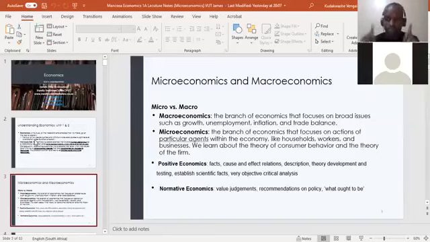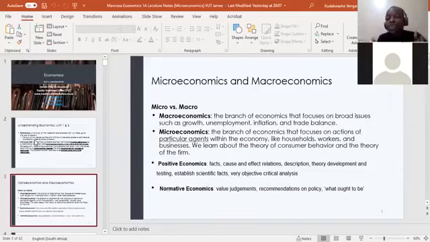So that is the difference between microeconomics and macroeconomics. Micro, individual; macro, aggregated level. I hope that's very clear. So then the second thing, now that we've differentiated between these two branches: when you're studying economics, there are two types of theories that you're going to face in economics. There is what we call positive economics, and there's what we call normative economics.